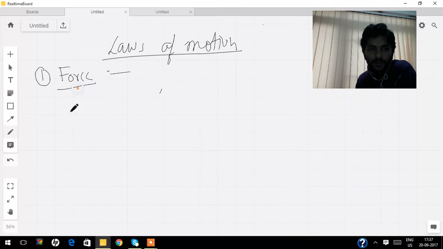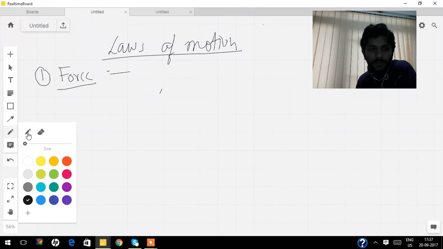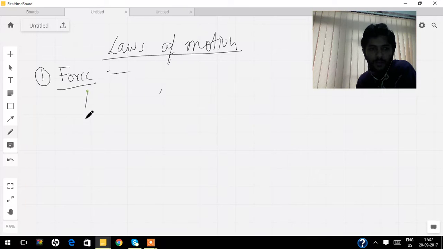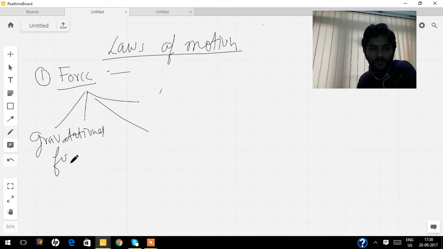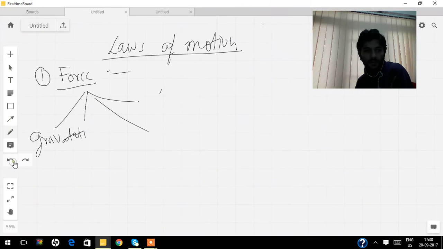So the next thing is, what are the major types of forces? There are 4 types of forces. The first one is the gravitational force, and the second one is our electromagnetic force.